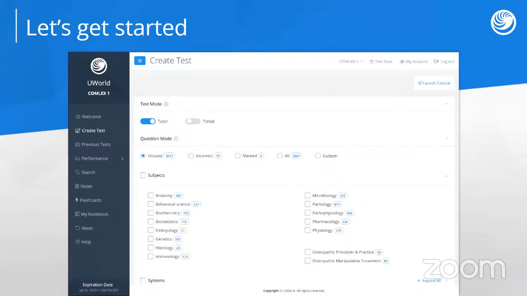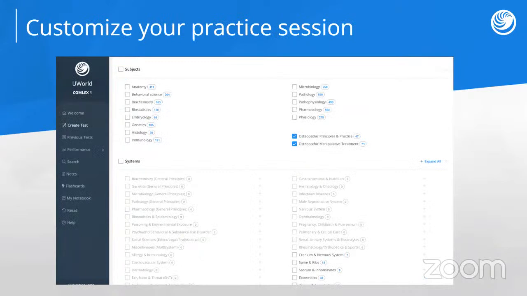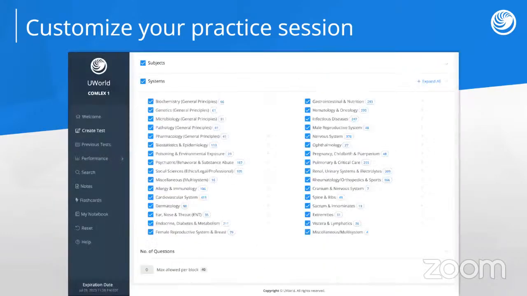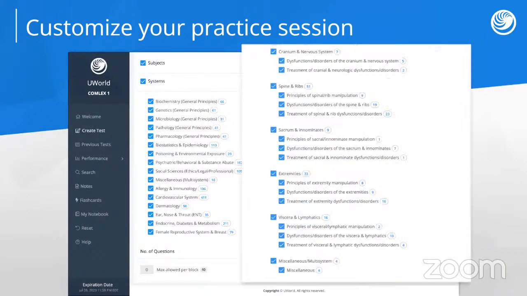So when you're going in to create a test, you have the opportunity to choose subjects and then drill down to systems. You'll notice on the right-hand side under subjects is where you will find the COMLEX supplement. So on this, you'll see both of them, the OPP and the OMT questions that are available. From there, you can go in and you can choose the systems. And from there, you can actually drill down into the subtopics as well.